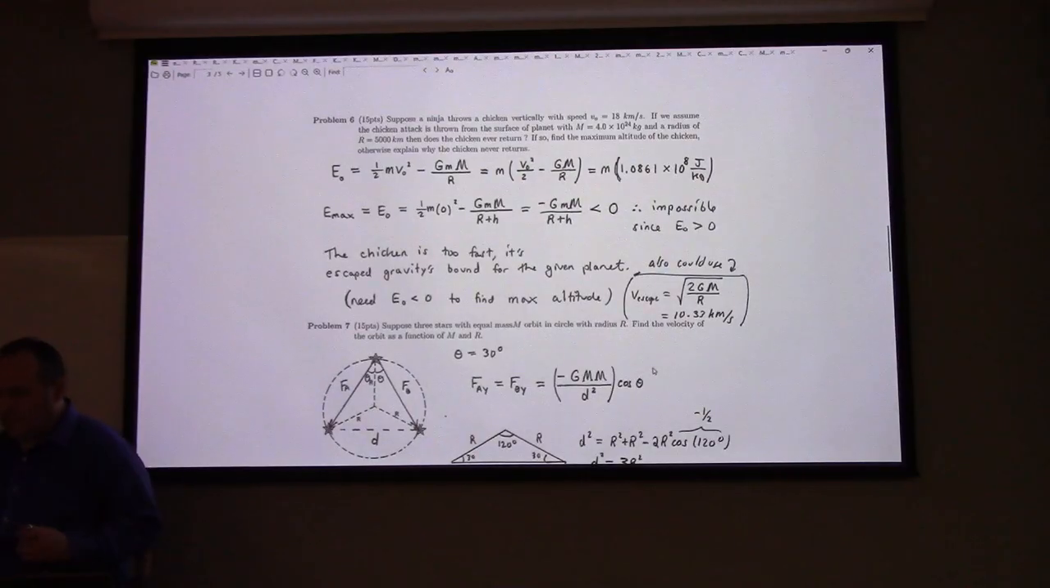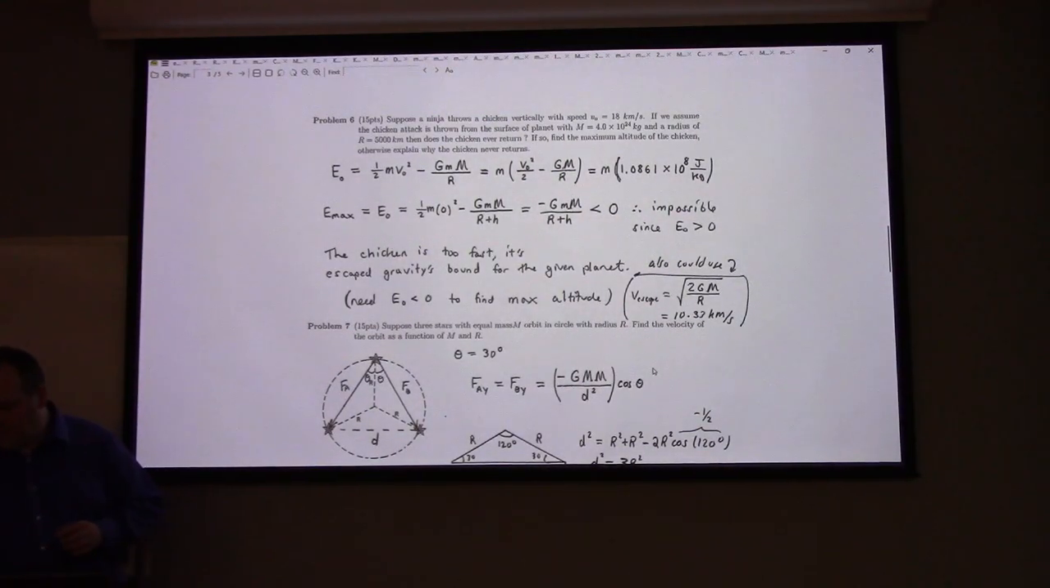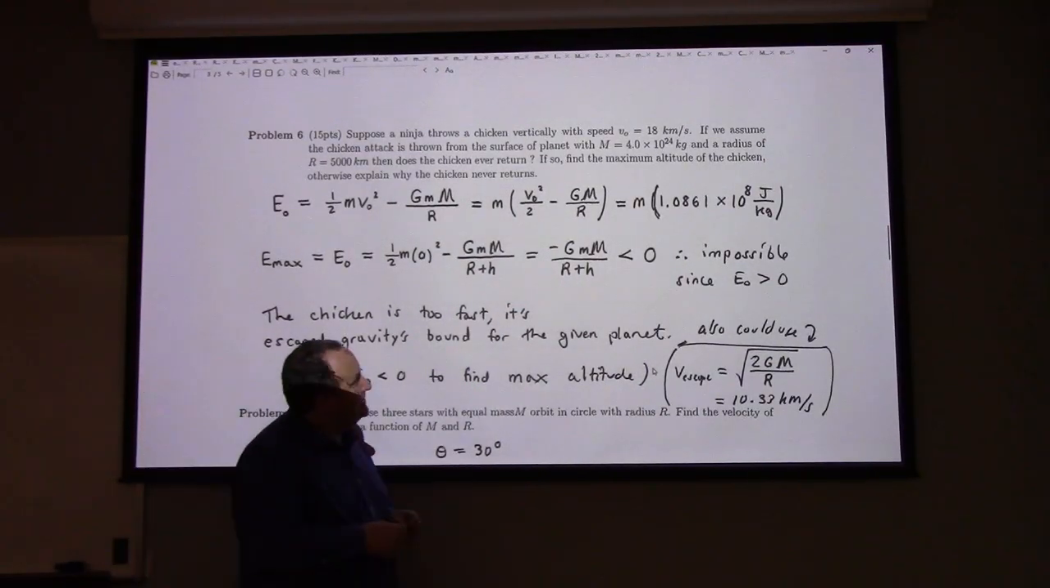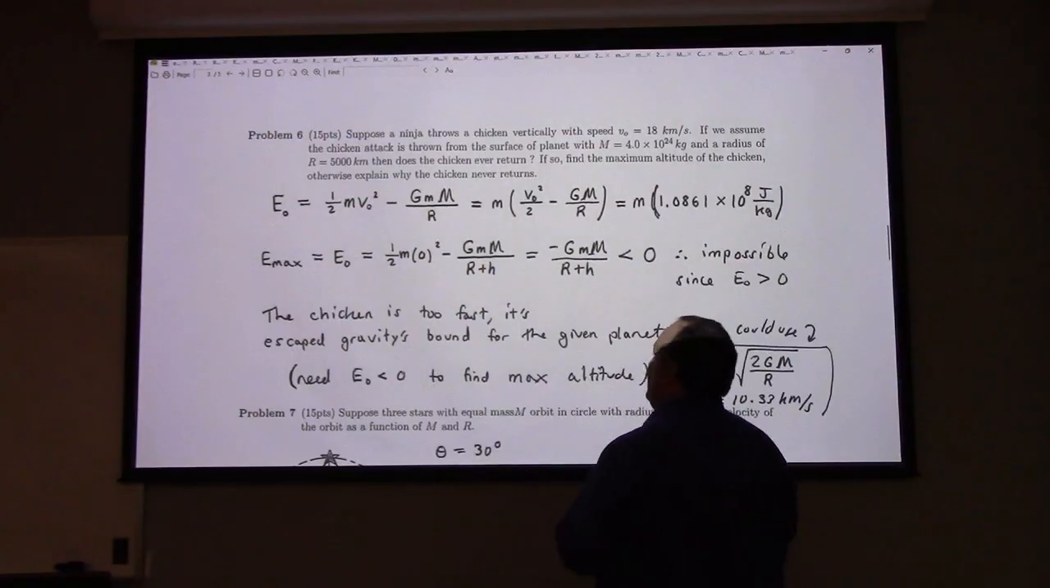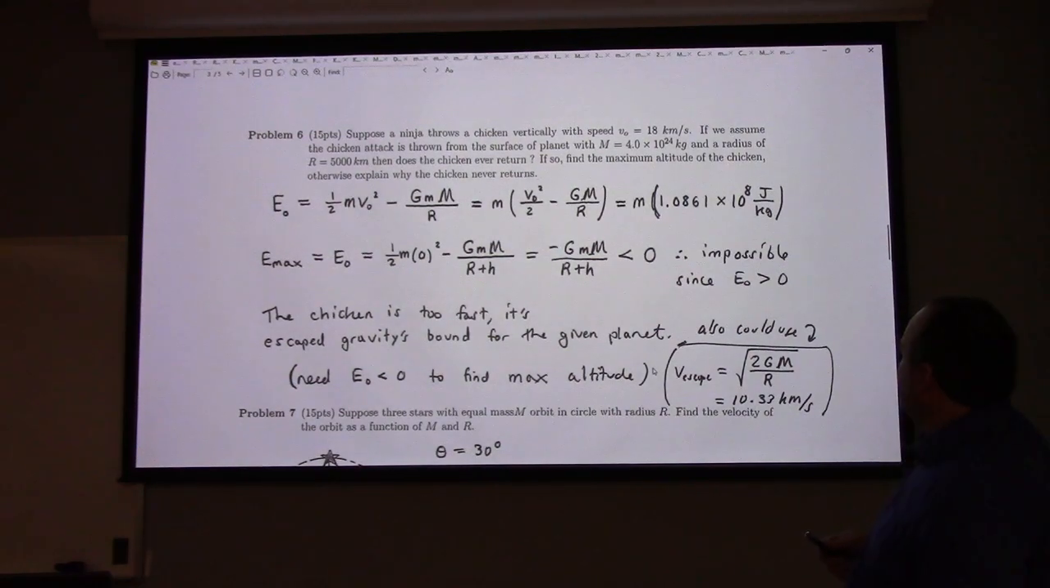Let's see here. Problem 6. Suppose a ninja throws a chicken vertically with a speed of 18 kilometers a second. If we assume the chicken is thrown from the surface of a planet with a mass of 4 times 10 to the 24th kilograms and a radius of about 5,000 kilometers, does the chicken ever return? And if so, find the maximum altitude of said chicken. Otherwise, explain why the chicken never returns.